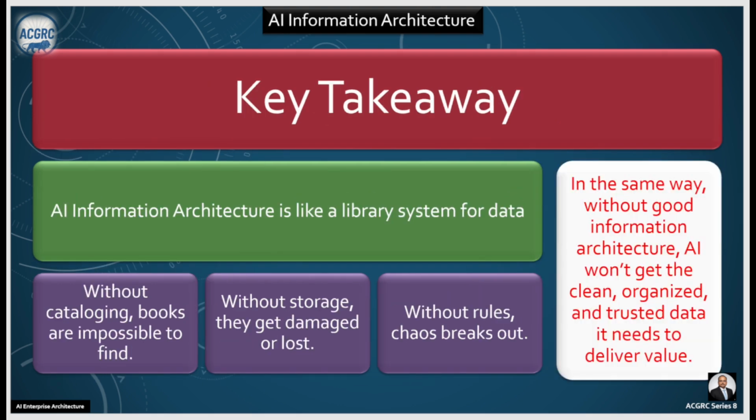Key takeaways? Well, AI information architecture is like a library system for data. Without cataloging, books are impossible to find. Without storage, they could get damaged or lost. Without rules, chaos could break out. Similarly, without a good information architecture, AI won't get the clean, organized, and trusted data it needs to deliver value.